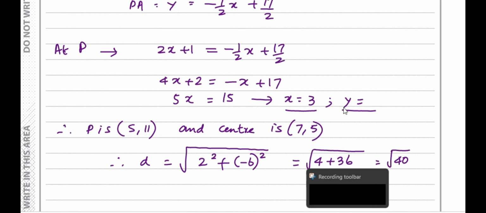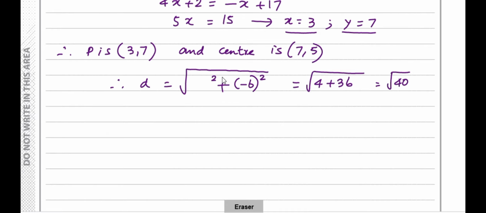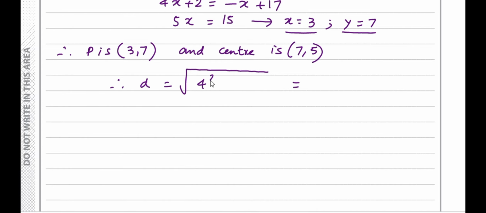So P is (3, 7) and the center is (7, 5). We need to rewrite this. So 7 minus 3 is 4 squared, plus 5 minus 7 is minus 2 squared, which translates to the square root of 16 plus 4, which is equal to the square root of 20.